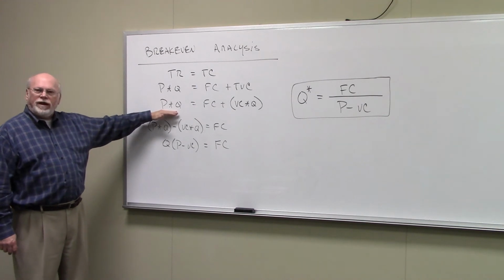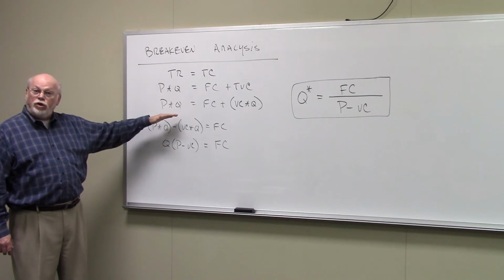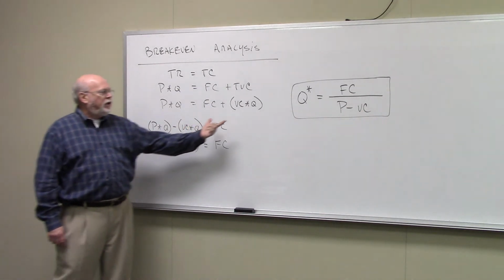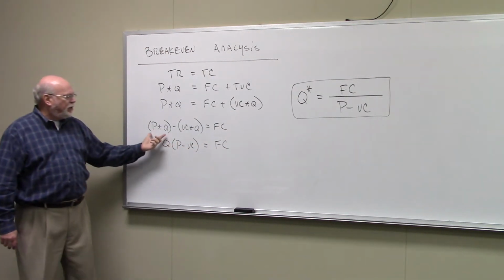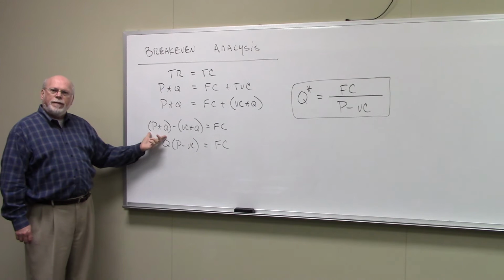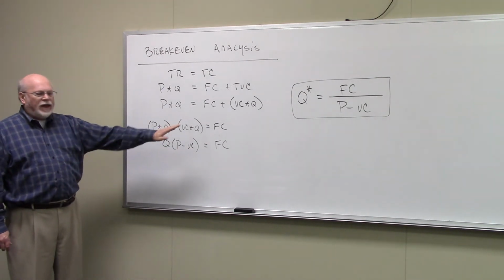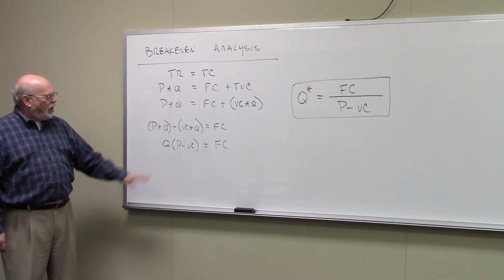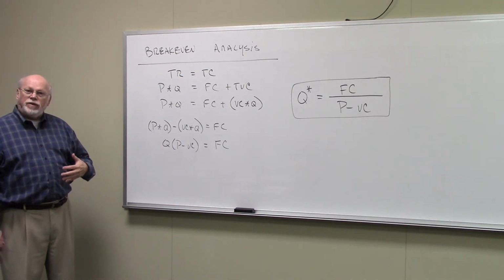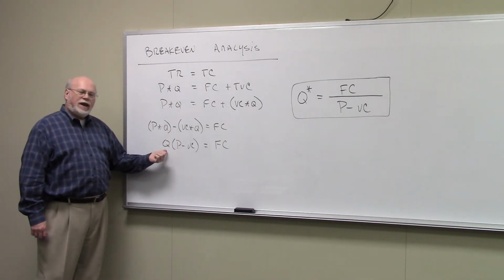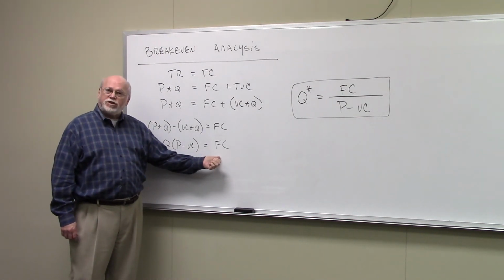Now, this formula right here that you see, what we're going to do is solve this formula for Q. The first thing I do is I subtract this term from both sides, which will leave me with price times quantity minus variable cost per unit times quantity, and all of that equaling fixed cost. From these two elements here, I can factor out a Q, that's the common element. And if I do that, I end up with Q times price minus variable cost equaling fixed cost.